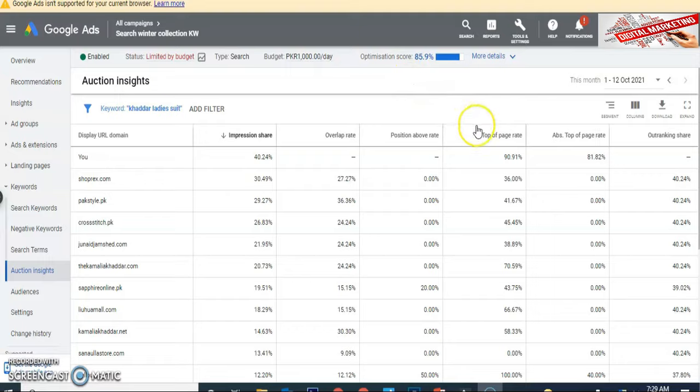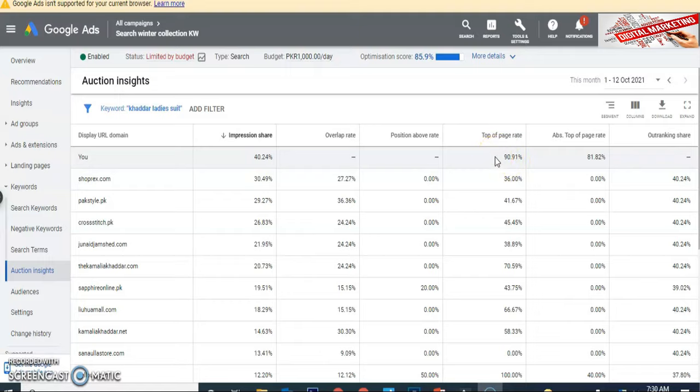Now let's review top of page rate insights and absolute top of page rate insights. Top of page rate insights means how many times your ad will appear on top of the page. Your ad is appearing on top of the page 91% of the time when someone searches for Khaddar lady suit and finds your ad.